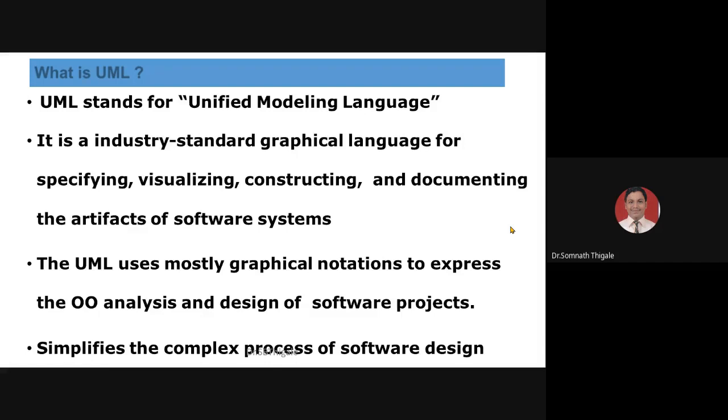UML uses mostly graphical notations to express object-oriented analysis and design. Understand this process as OOAD, which stands for object-oriented analysis and object-oriented design. There is one more term called object-oriented modeling and design, OOMD. That is different; understand the difference. We will discuss what the difference actually is.